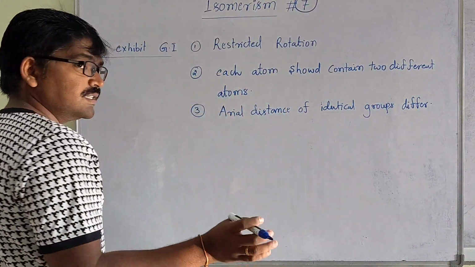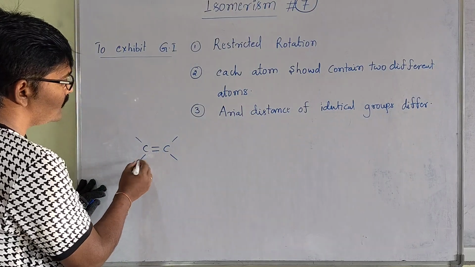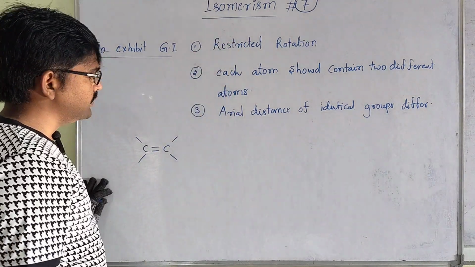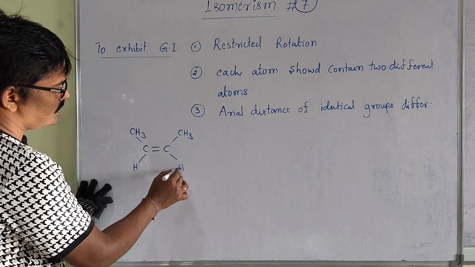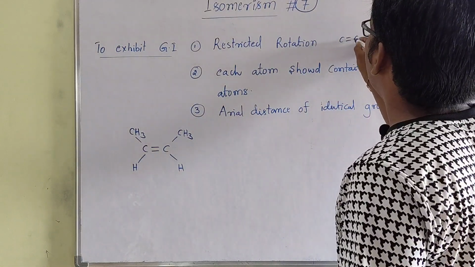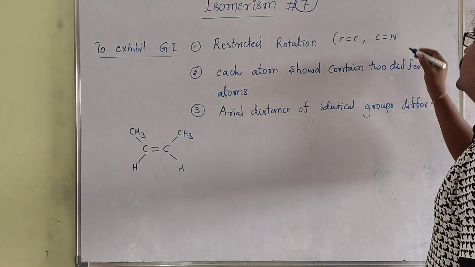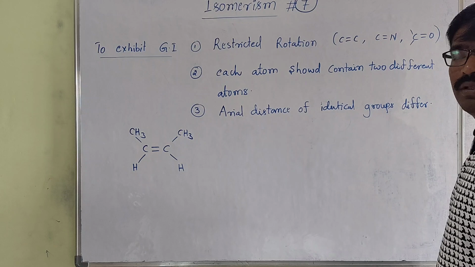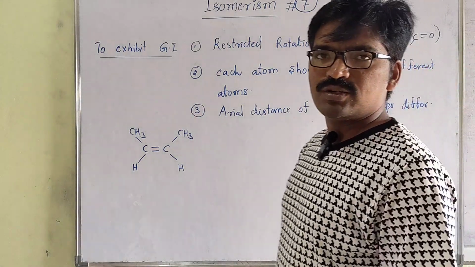For example, if these conditions are applied to alkenes, C double bond C. In the previous lecture, lecture number 6, we already saw geometrical isomerism in alkenes. Look at this molecule, CH3, CH3, then H. First condition, restricted rotation: a carbon-carbon double bond, a carbon-nitrogen double bond, and a carbon-oxygen double bond all have restricted rotation. One more: cyclic compounds also have restricted rotation. Clear, my dear students?